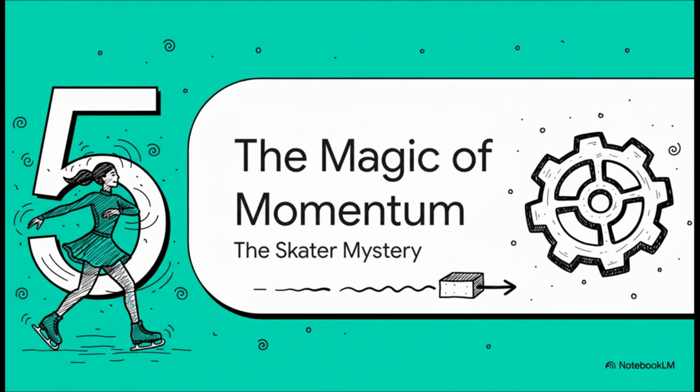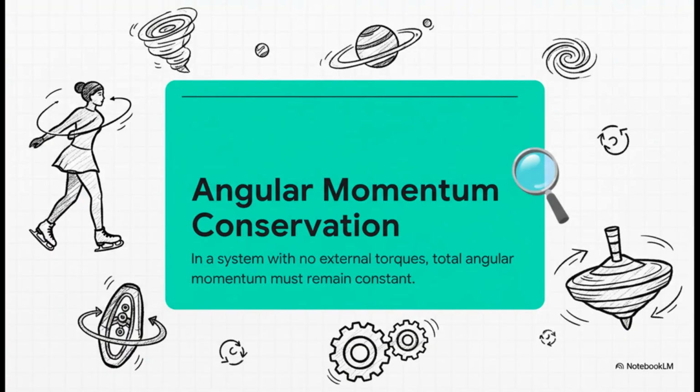Okay, we have all the pieces now. We have spin speed, that's angular velocity. We have rotational stubbornness, that's moment of inertia. Now let's put them together and finally solve the mystery of that figure skater. The solution lies in one of the most fundamental, rock-solid laws of the universe, the conservation of angular momentum. Now, in simple terms, it just says that for a spinning object, if there are no outside twists or torques acting on it, its total amount of spinness has to stay the same.